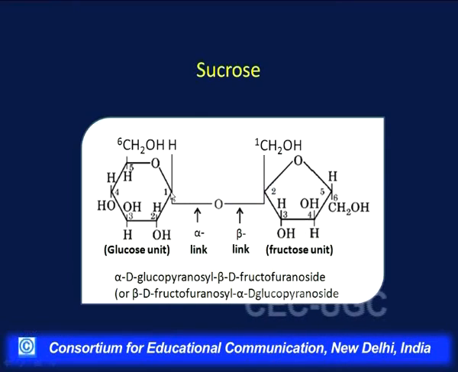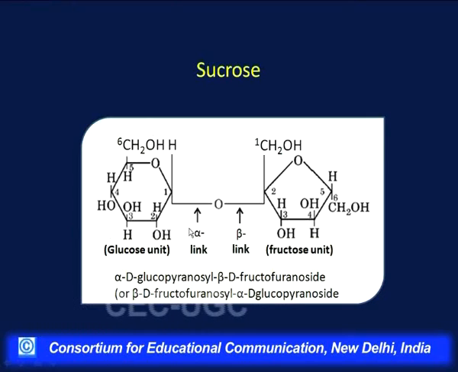As I said, this sucrose is a non-reducing sugar because none of the anomeric carbon is free, so they cannot reduce. When we try to name it, we can name it in two ways, taking the base as a fructose molecule or taking the base as a glucose molecule. If I take this fructose molecule as a base, I call it alpha D glucopyranosyl. This is the pyranose molecule. So, alpha D glucopyranosyl, beta D fructofuranoside.